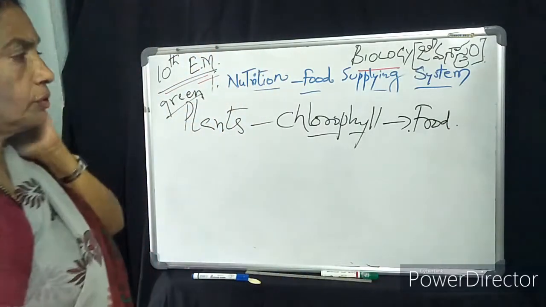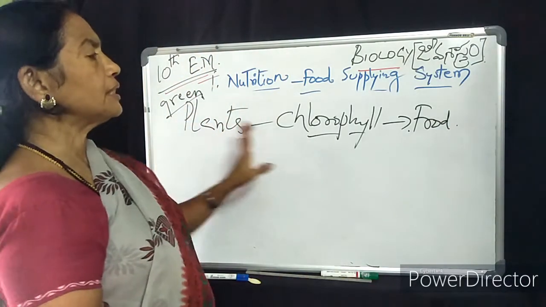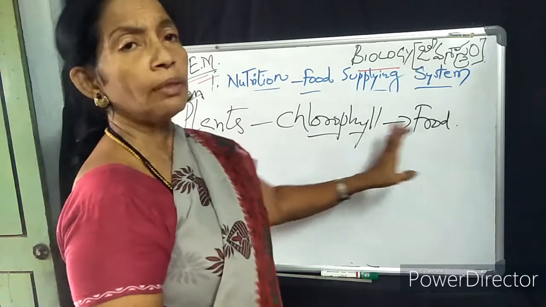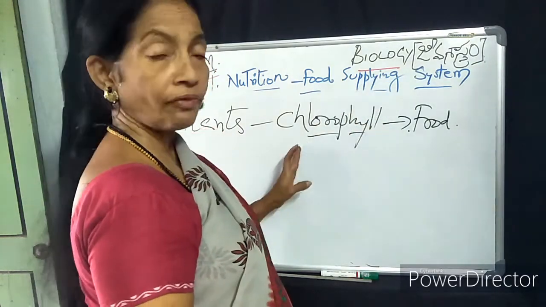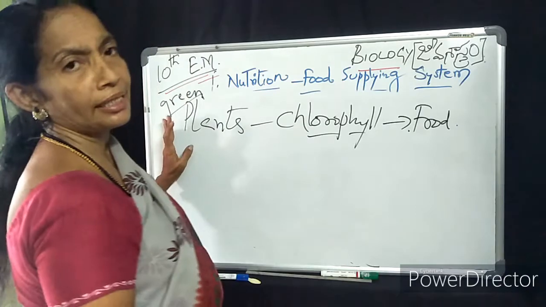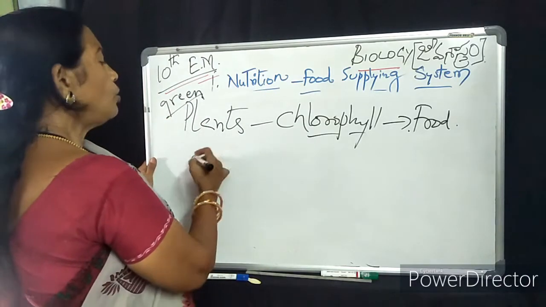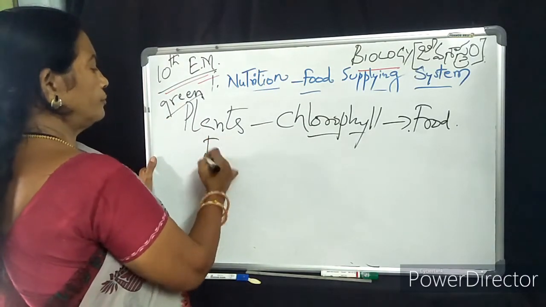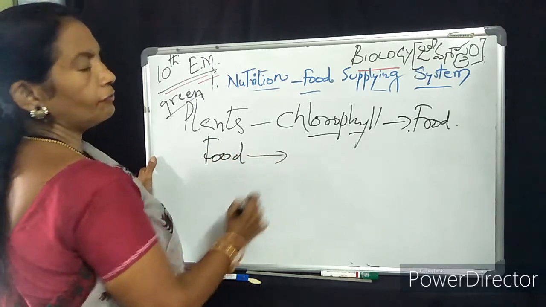It prepares food. So in green plants, what is needed? Chlorophyll is needed to prepare food. For their nutrition, chlorophyll is needed for green plants. And how do they synthesize their food?